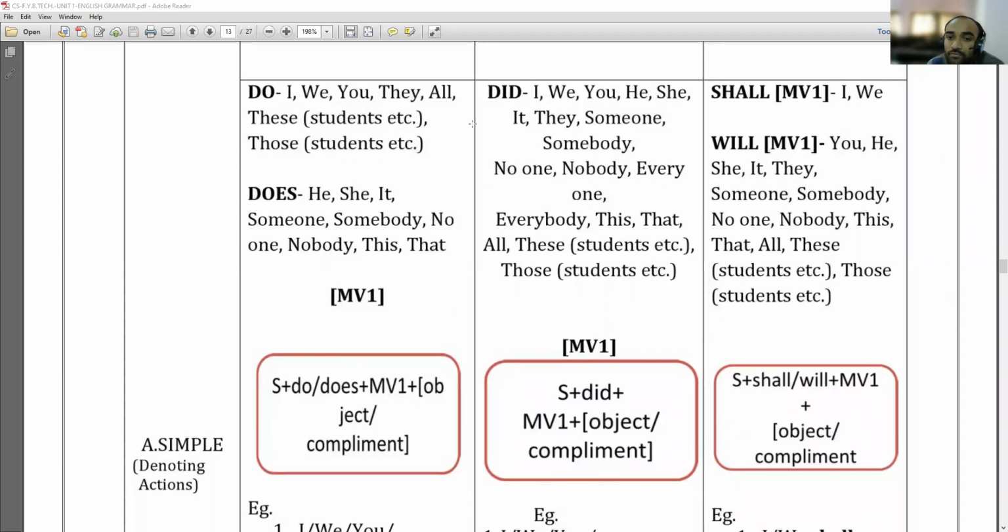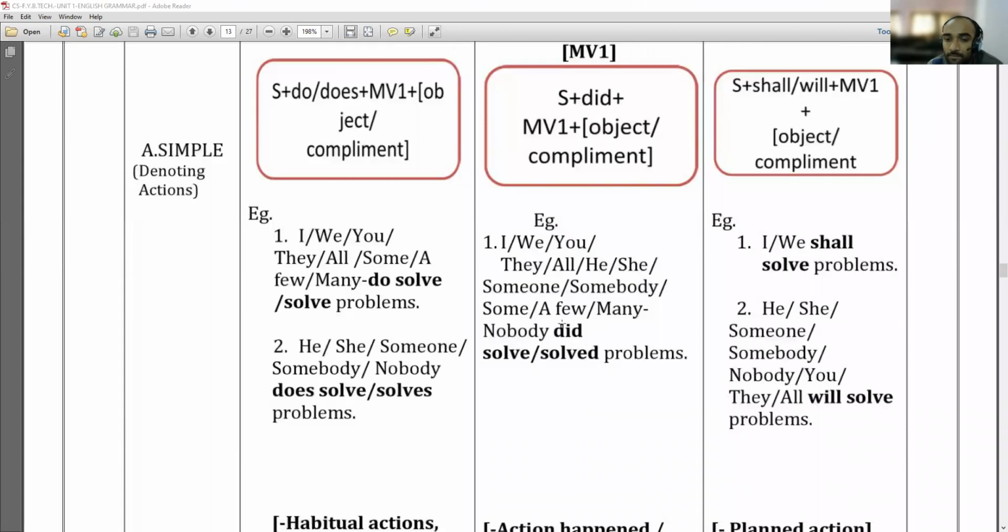This is the sentence structure. And did is used for all the subjects. कुठल्याही subject साठी आपण वापरतो did. For example, I, we, you, he, she, it, they, someone, somebody, no one, nobody, everyone, everybody, this, that, all these, those. For any subject we can use did. Did कुठल्याही सब्जेक्टला आपण वापरतो. I did solve problems असं आपण म्हणतो.